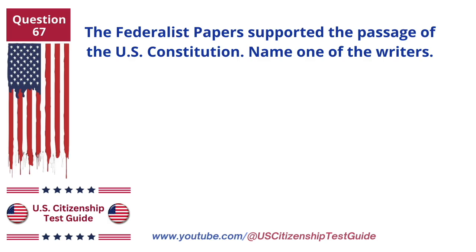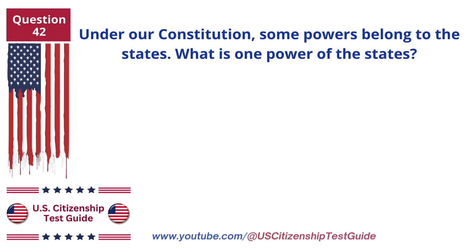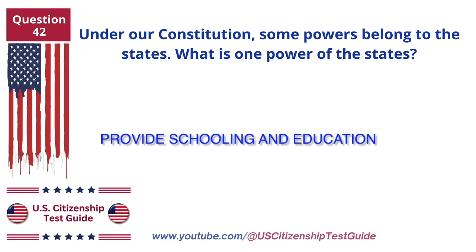The Federalist Papers supported the passage of the U.S. Constitution. Name one of the writers. James Madison. Under our Constitution, some powers belong to the states. What is one power of the states? Provide schooling and education.